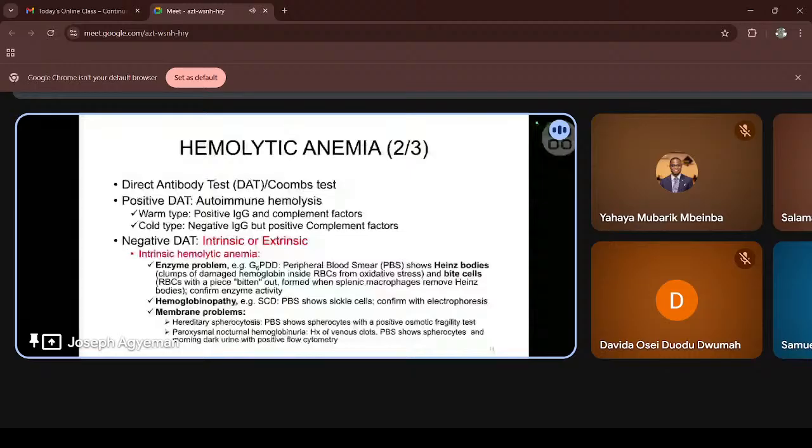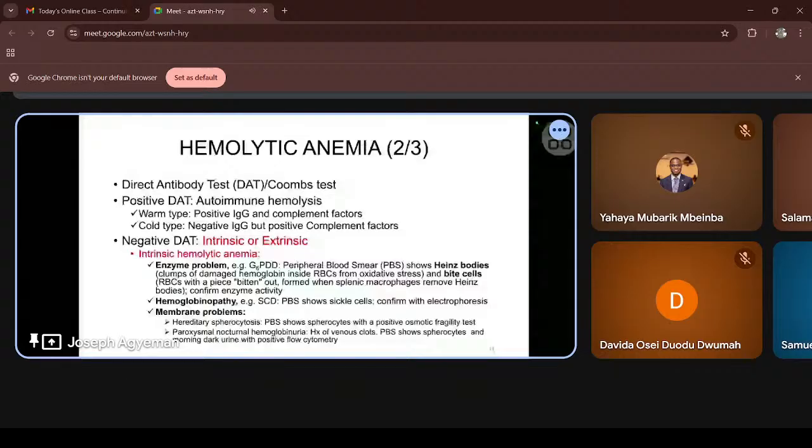So it will appear like when you, as a lady, are taking your biscuit, you don't put everything in your mouth. You take a bite and it will create that shape, the circumference, you bite into it. So on the peripheral blood smear, there will be the presence of both damaged hemoglobin, hence the presence of Heinz bodies and bite cells.